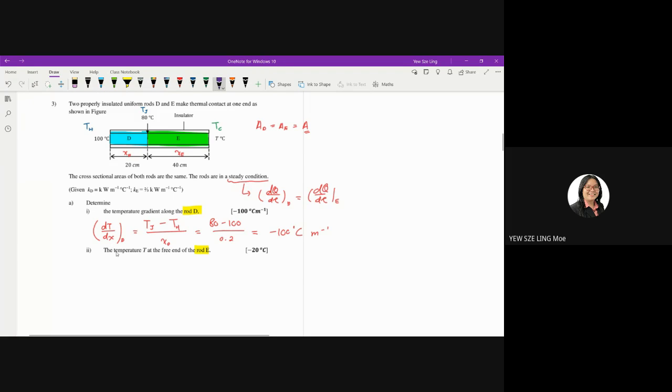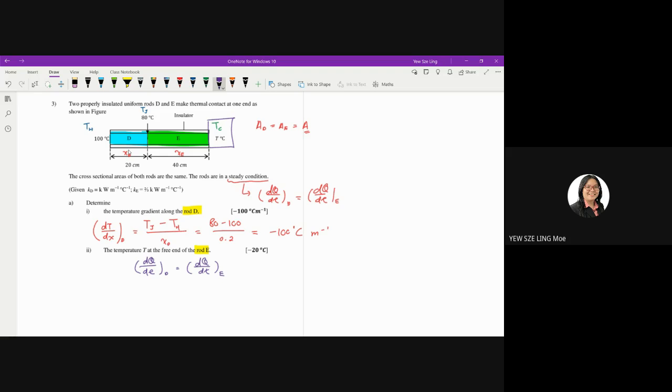Question 2: the temperature T at the free end of rod E. Now it's asking for this TC, the unknown T degrees C. We don't know the value, but what we do know is that the object is in steady state. When a question asks you to determine the value of a temperature, usually we will start from this equation: dQ over dt for D equals dQ over dt for E.